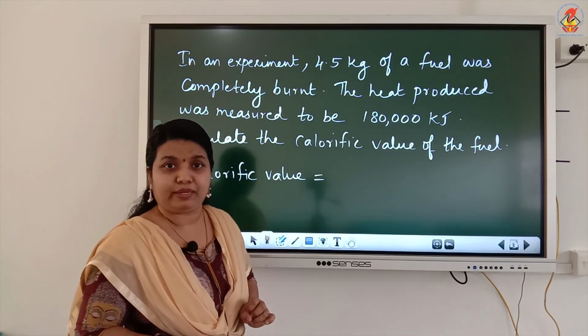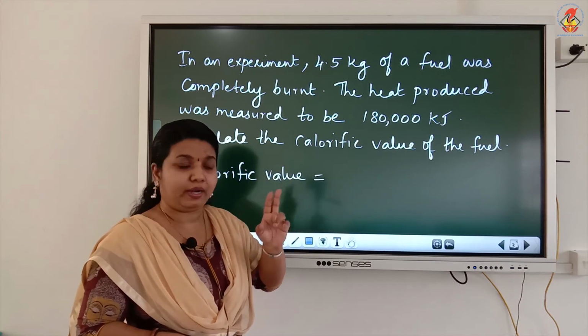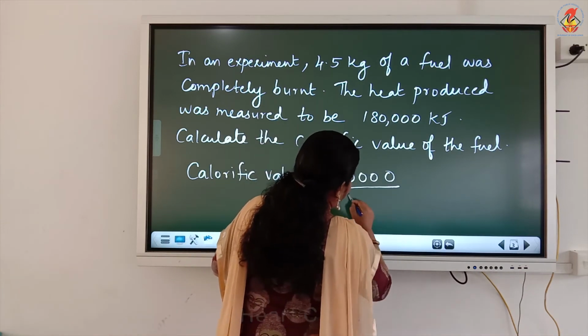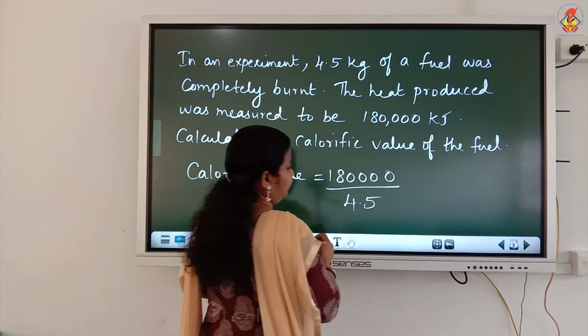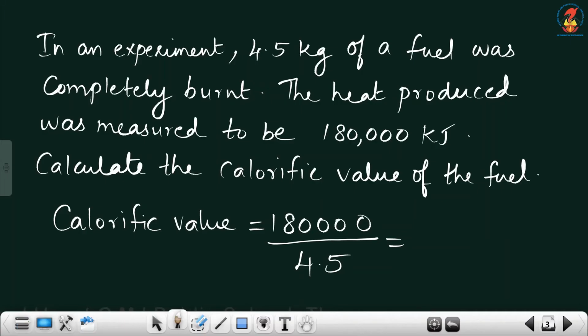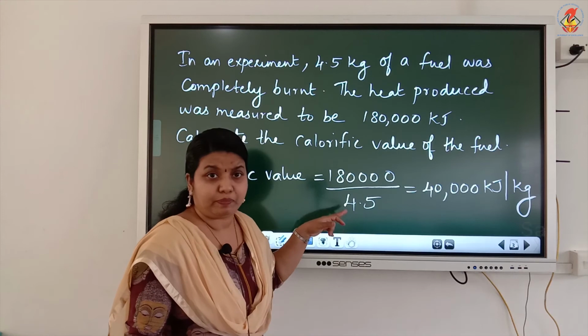So, how will you do it? Here the value is for 4.5 kilogram. We will find it for 1 kilogram. So, 1,80,000 divided by 4.5 will give you the amount of heat energy produced for 1 kilogram. Find out the answer. You will get 40,000 kilojoule per kilogram. Please don't forget to write the unit. It is kilojoule per kilogram. I hope it is clear to you how the problem is solved.